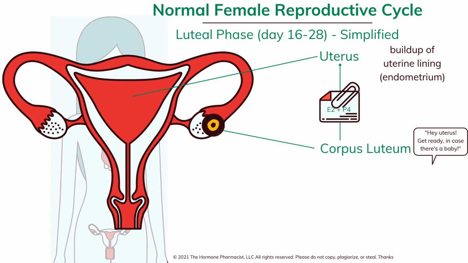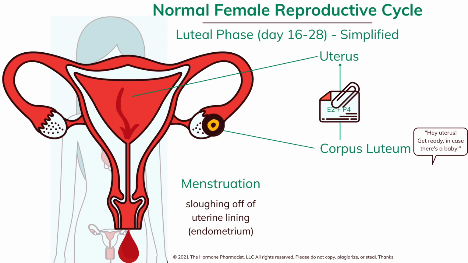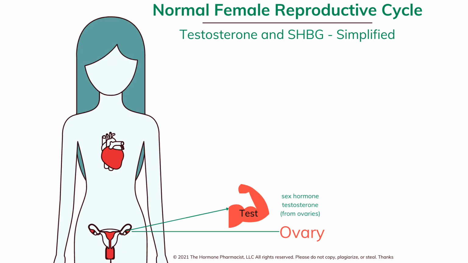At the end of the cycle, there's something called menstruation. And that's where the lining of the uterus or the endometrium is actually sloughed off in the form of menstrual bleeding. So testosterone is a sex hormone that comes from the ovaries.